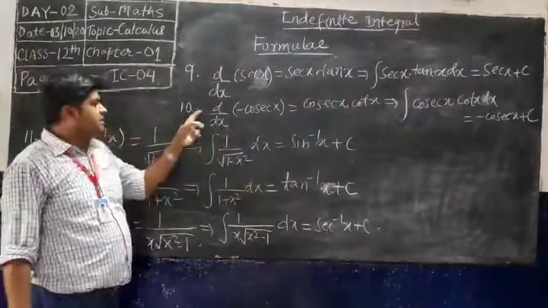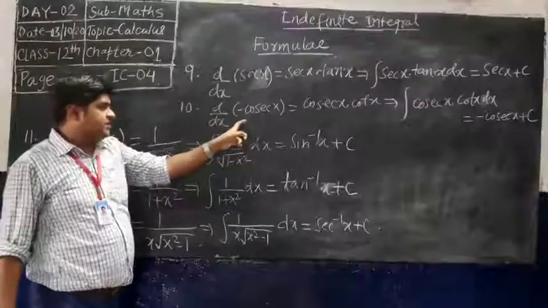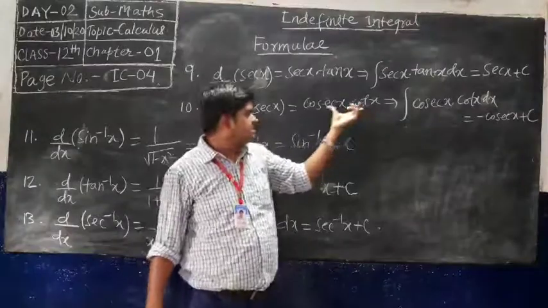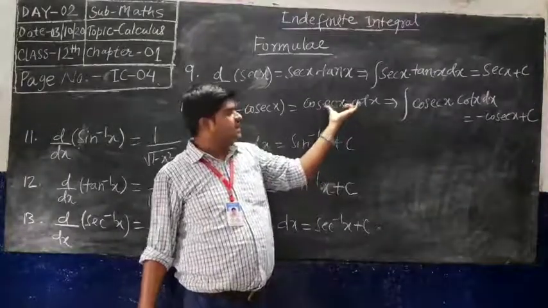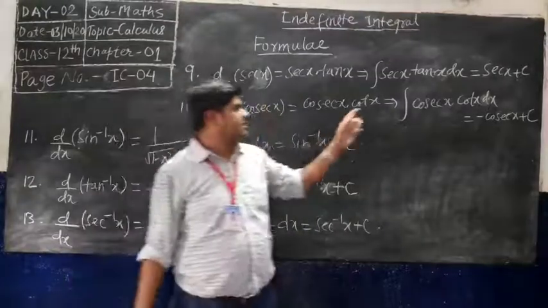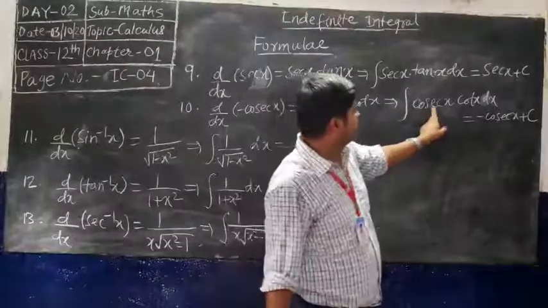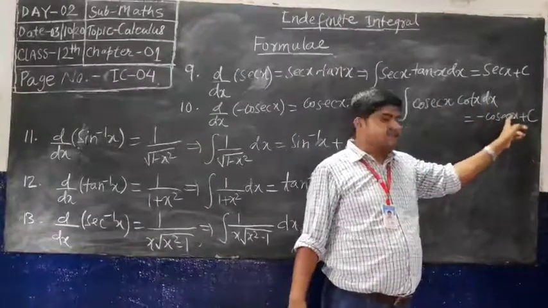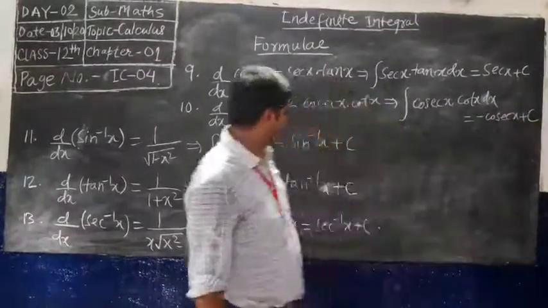Formula number 10. The derivative of minus cosec x is equal to cosec x into cot x. That means the integration of cosec x into cot x dx is equal to minus cosec x plus constant term.